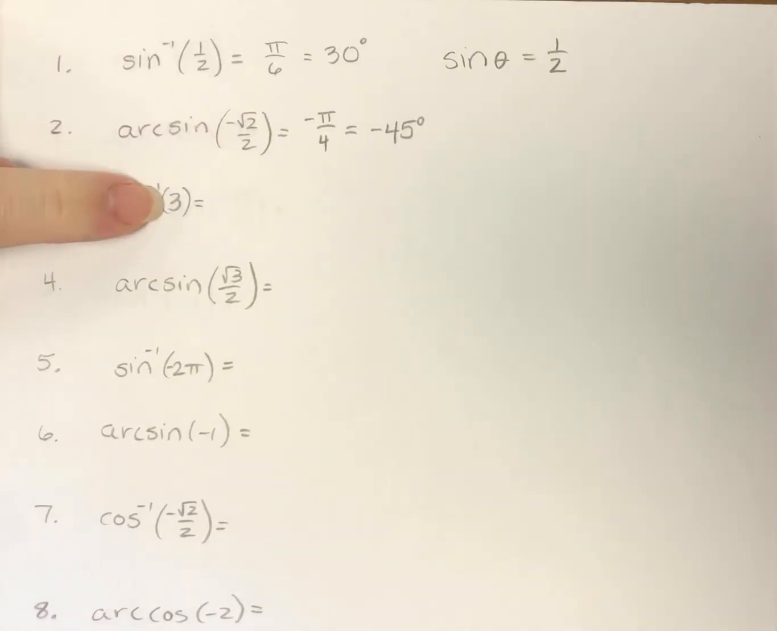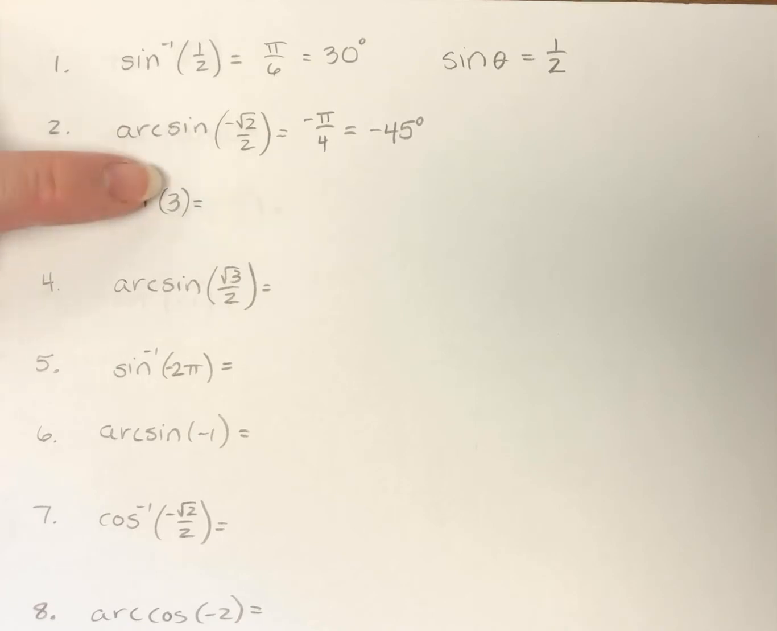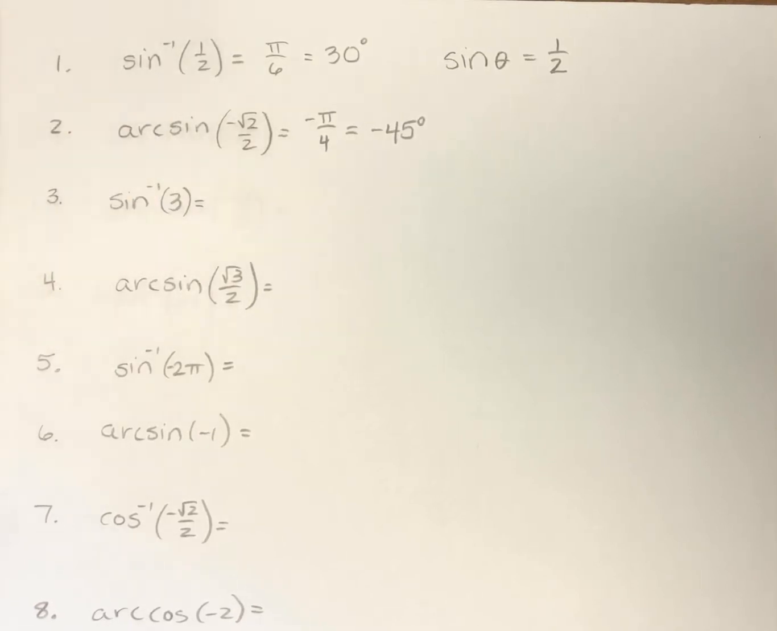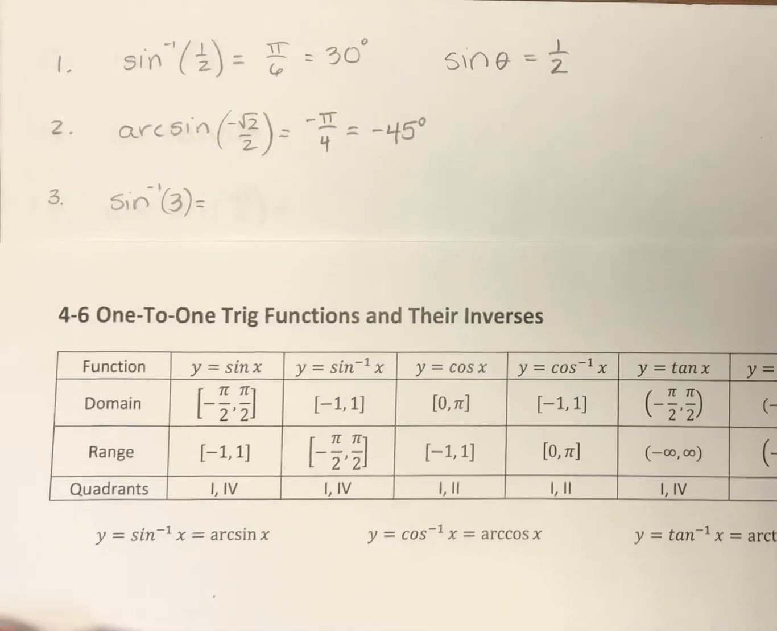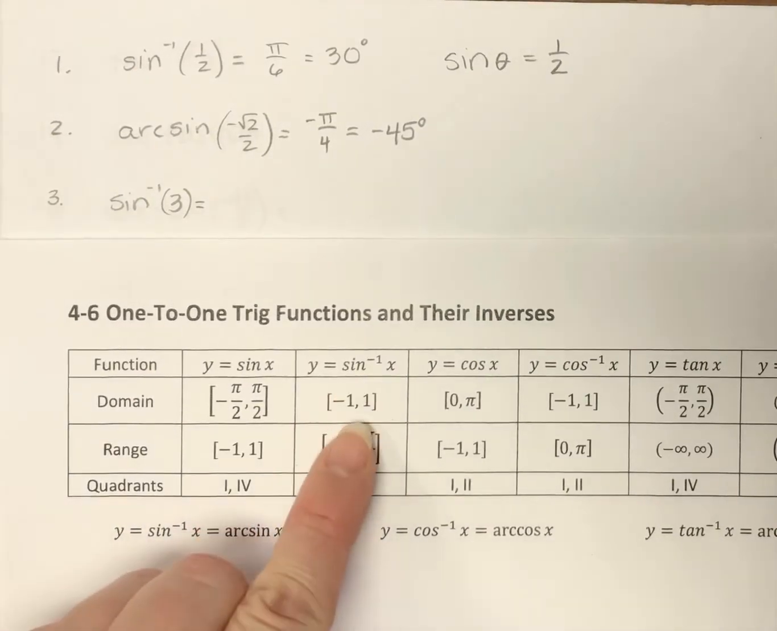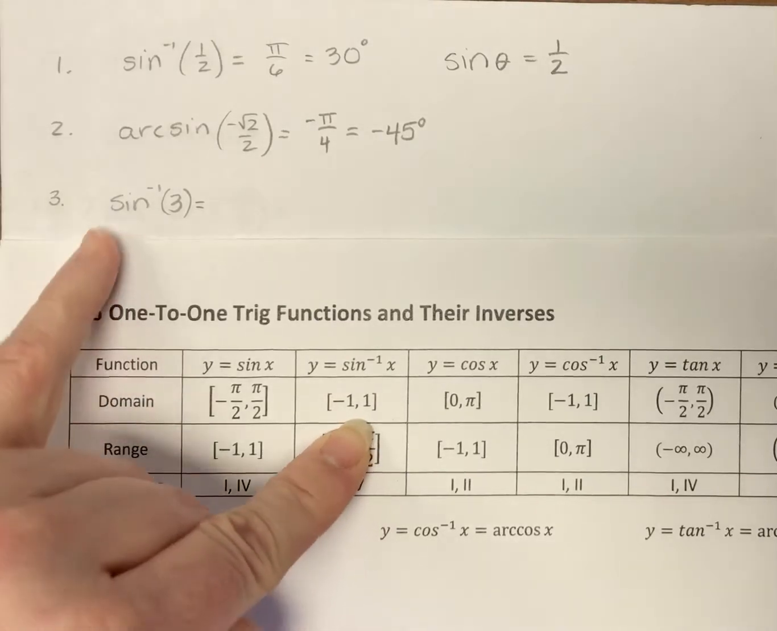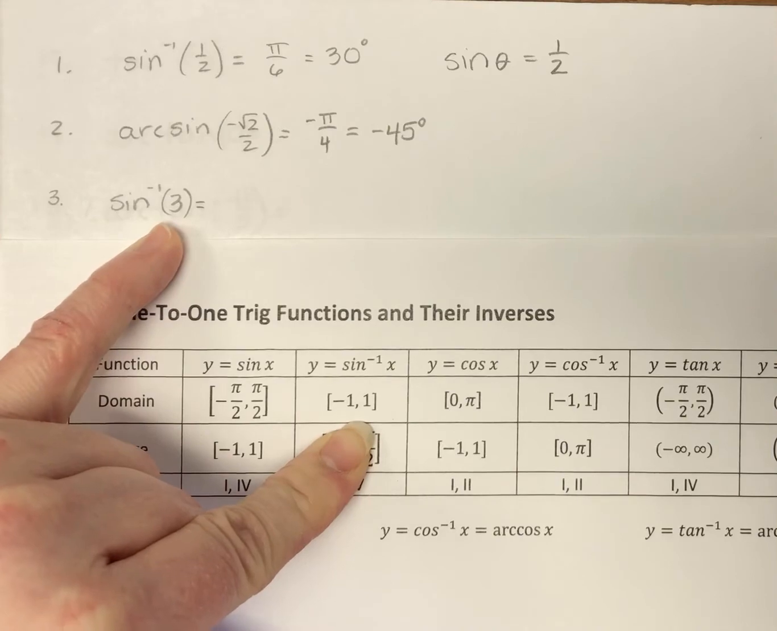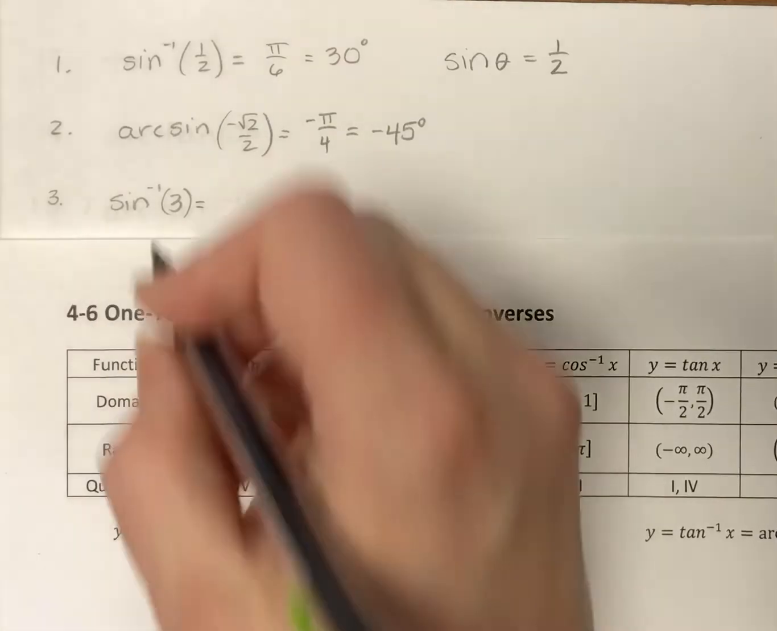Inverse sine. Where is the sine equal to 3? Well, sine can only be values between 1 and -1. So if they're asking where is the sine equal to 3, it doesn't exist. It's not in the domain. So if we go back and we look at that chart again, inverse sine, the domain, can only be from -1 to 1. And this is asking me to take the inverse sine of 3, and so it doesn't exist.